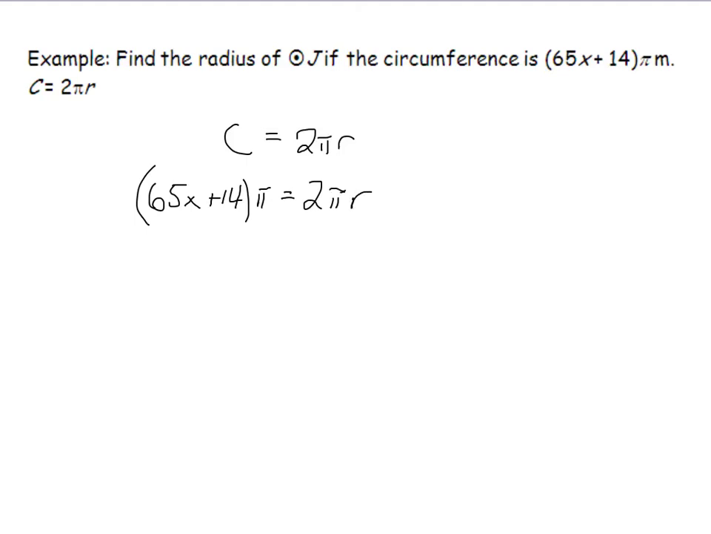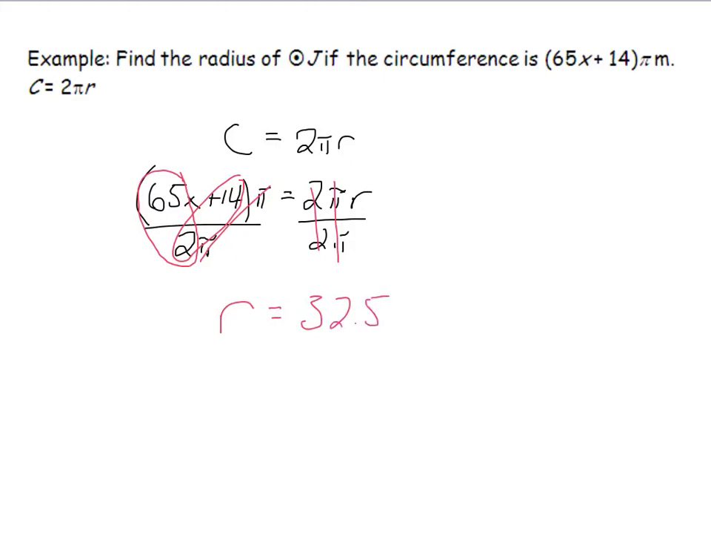Now, in order for us to solve here, because we have to get the r by itself, we're going to divide both sides by 2 pi. When I divide both sides by my 2 pi, I notice that the pi's will cancel, the 2's will cancel here, and I'm going to actually take the 2 from both of these quantities. So when I take the 2 from both of these quantities, I'll get my radius is equal to, well, 65 divided by 2 gives me 32.5x, and then 14 divided by 2 gives me 7. So I have 32.5x plus 7, and that would be meters.